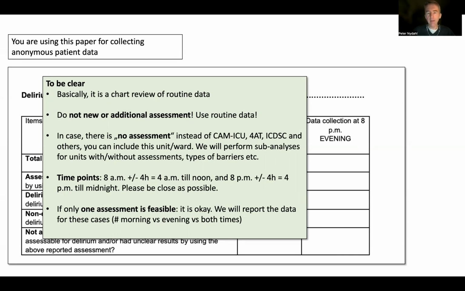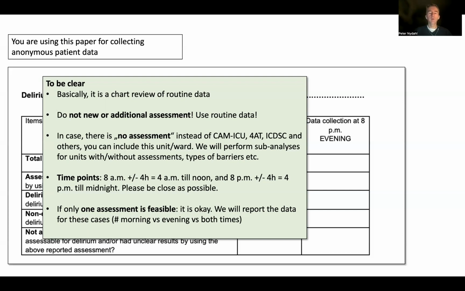The time points should be 8 o'clock in the morning and 8 o'clock in the evening, plus minus 4 hours. This is a large time frame, of course. We are doing this because some clinicians might have a night shift working till 7 o'clock in the morning, and they should assess patients for 8 o'clock in the morning. They should not wait for another hour, but they can collect data, of course, and then go home and sleep well, I hope. Some clinicians might work till 4 o'clock in the afternoon, and they should not wait till 8 o'clock in the evening. So, they collect data at 4 o'clock in the afternoon.